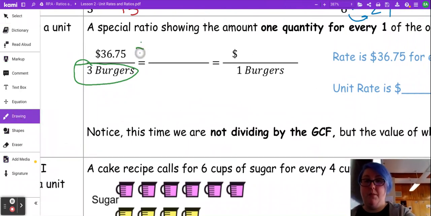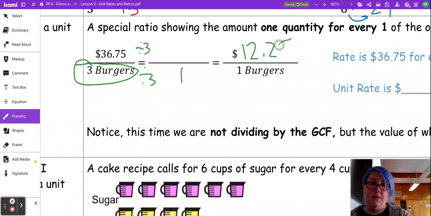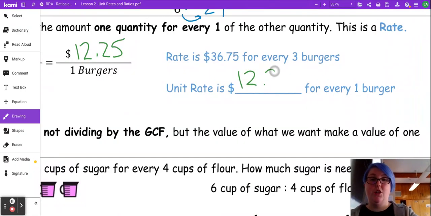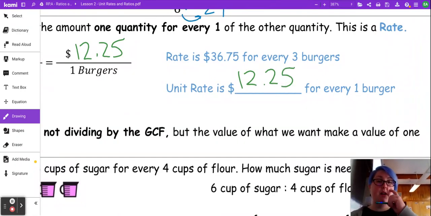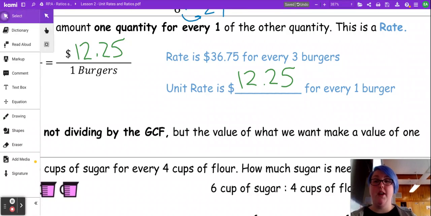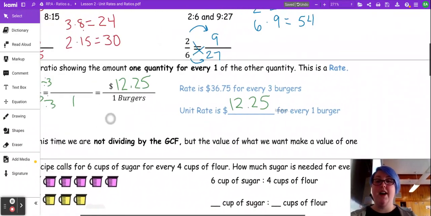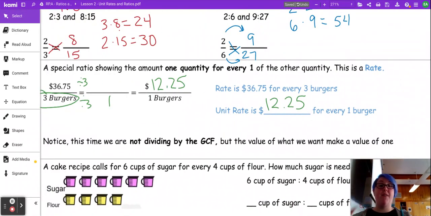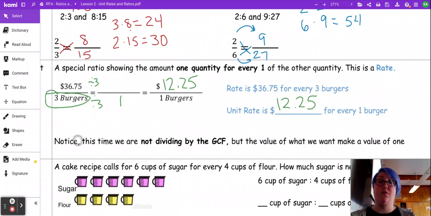So if we divide both of these by 3, one burger is $12.25. It will not change no matter how many burgers we buy. Now, notice we are not dividing by a common factor. We are dividing so that our denominator becomes 1 because we want the price for 1.